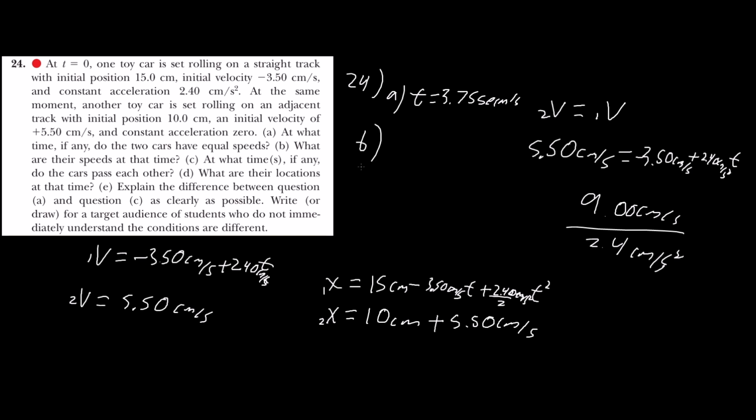So let's do part B now. What are their speeds? Okay. Well, since the one is a constant velocity, then we solve for the time where the velocity is the same, and the speed is just going to be that.